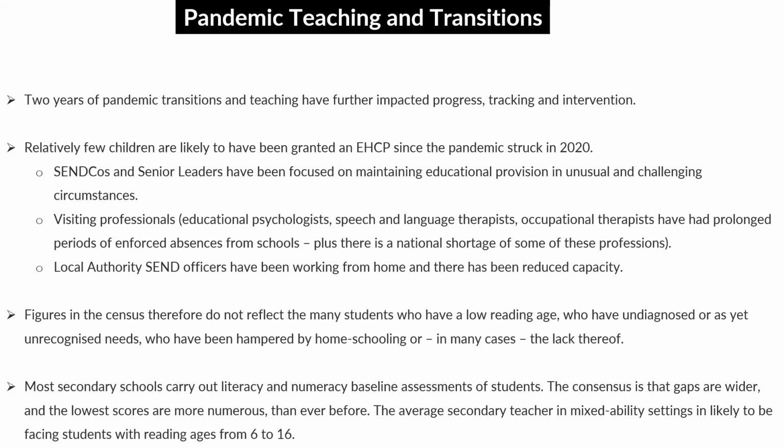Most secondary schools carry out literacy and numeracy baseline assessments of students on arrival. The consensus this year is that gaps are wider and the lowest scores are more numerous than ever before. The average secondary school teacher in mixed ability settings is likely to be facing students with reading ages from 6 to 16, and that is of course extrapolated both up into the post-16 and down into the primary and early years sectors.